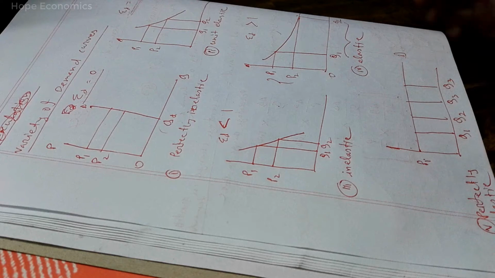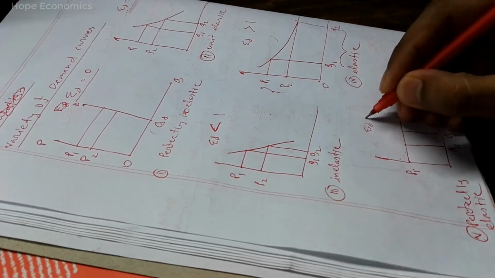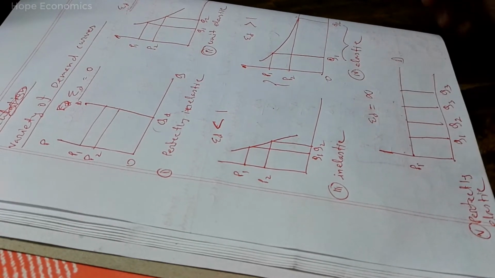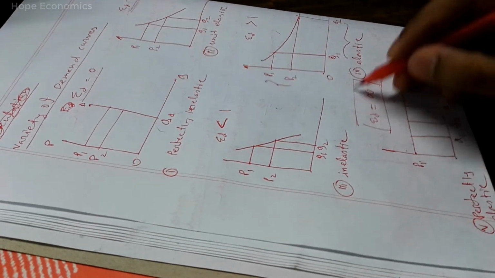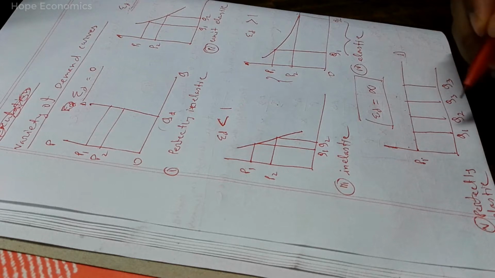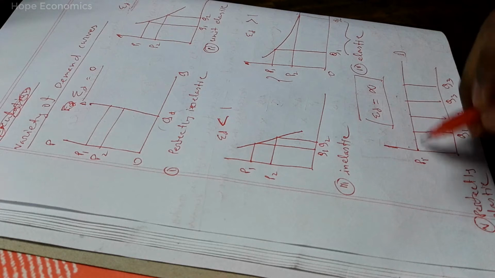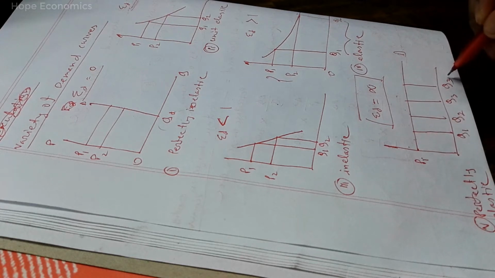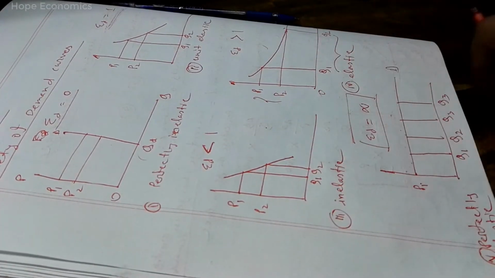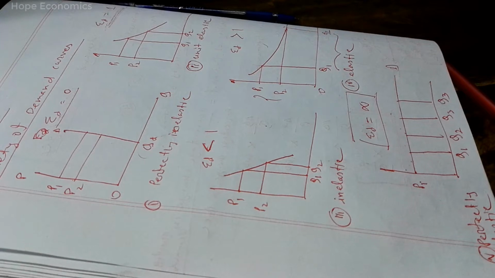In case of perfectly elastic, the value of ED is similar to infinity. This means it's infinity, because at a similar price huge quantities exist, and the price is not going to change. At the same price, you can also extend your quantity demanded. So these are the five types of demand curve according to elasticity.